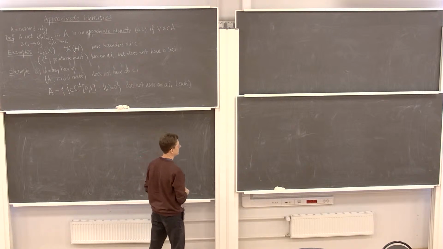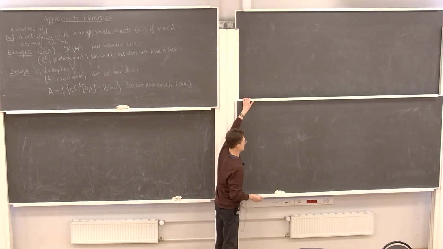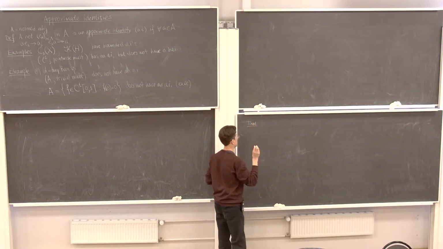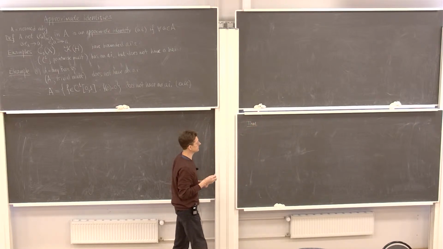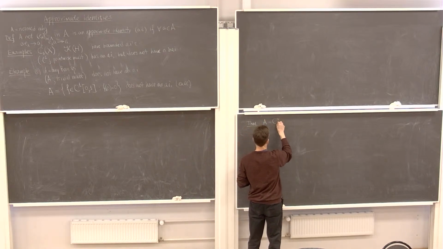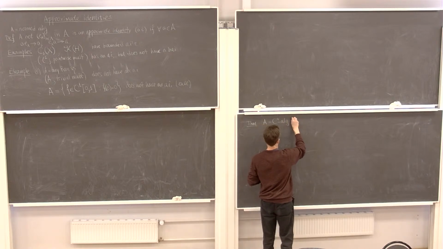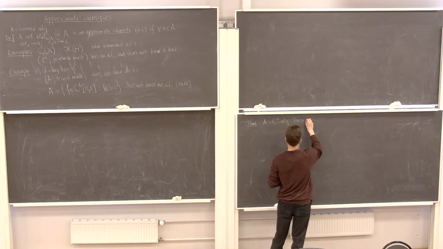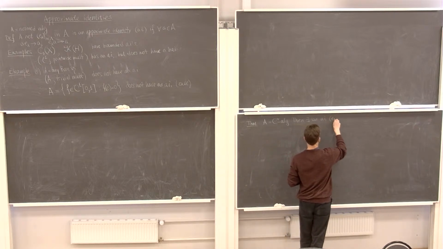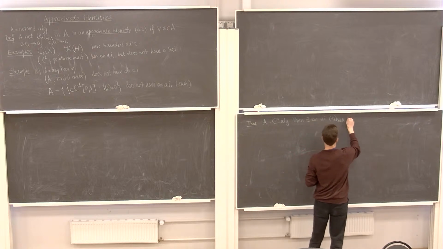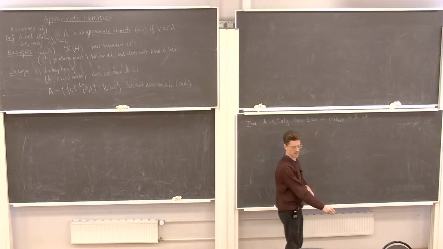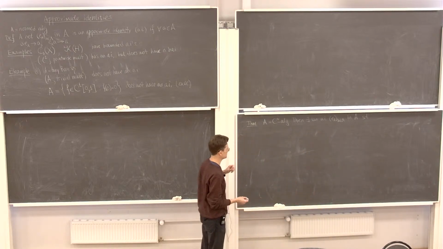So now we are going to prove the following result, which was stated at the end of the previous lecture. If A is a C-star algebra, then there exists an approximate identity E lambda in A, such that this approximate identity has the following nice properties.